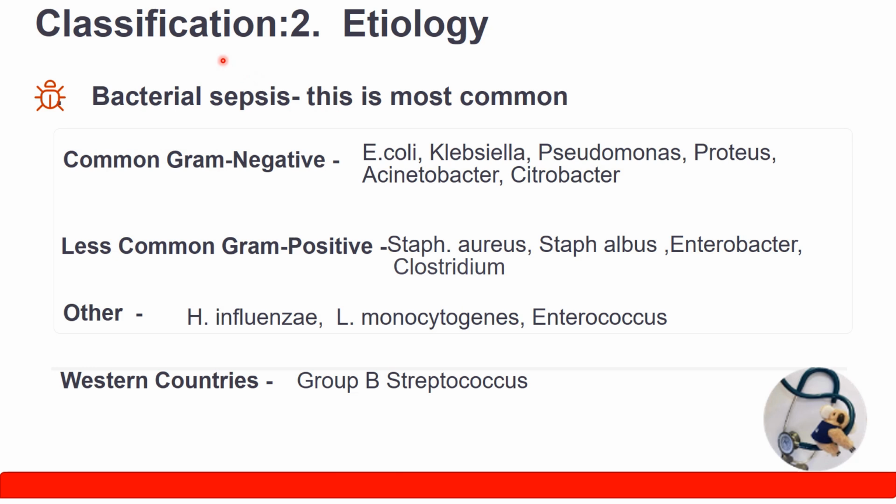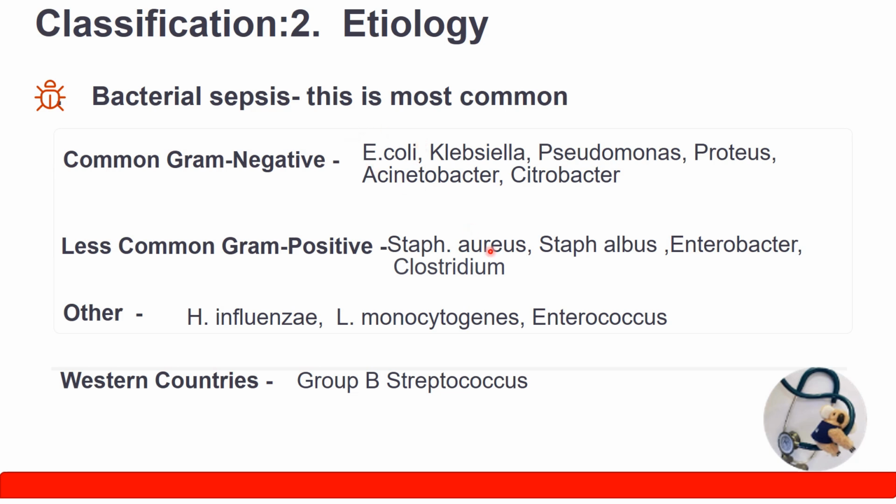Now the classification 2 is based on the etiology. Based on etiology, it can be bacterial sepsis, viral sepsis or fungal sepsis. But bacterial sepsis is the most common one, and when we talk about neonatal sepsis, or when we mention neonatal sepsis, we are actually meaning the bacterial sepsis.